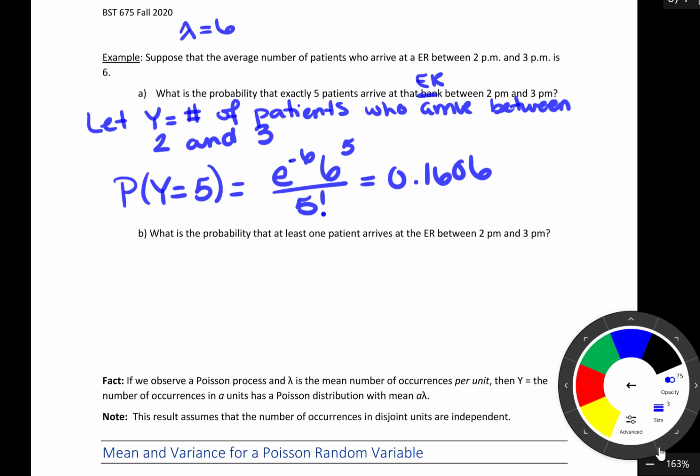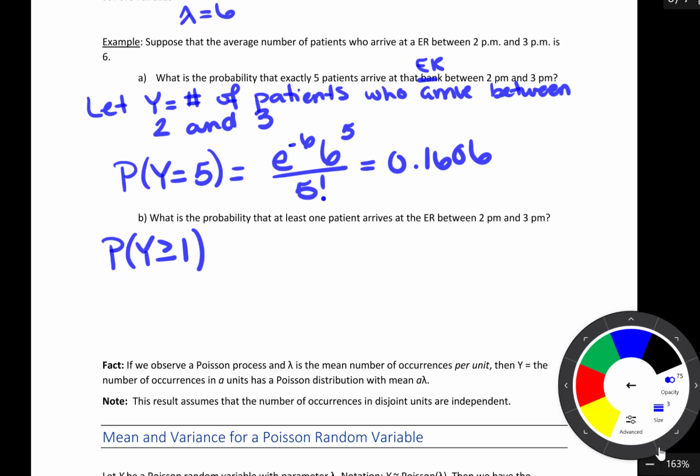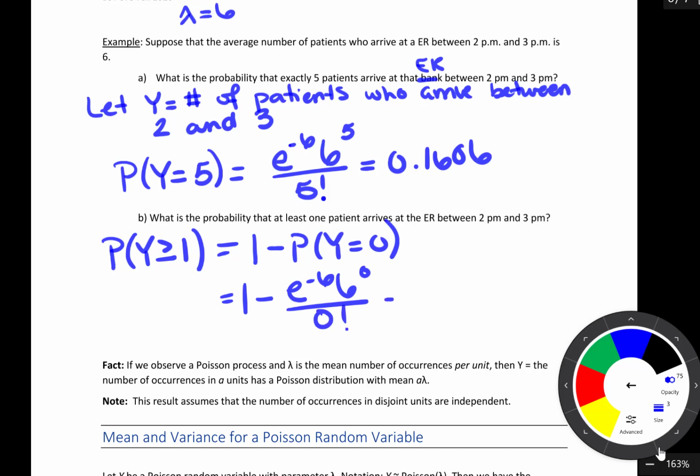What is the probability that at least one patient arrives at the ER between 2 and 3 p.m.? So here we're looking for the probability that y is greater than or equal to 1. Notice, if we were going to calculate this probability directly, that would be increasingly difficult because there's no cap. It could be 1, 2, 3, 4, 5, all the way up to infinity. So the easier way to calculate this would instead be to use the complement, and notice that the lowest value that y can be is 0. So this is equal to 1 minus the probability that y is equal to 0. Again, we could substitute into our formula, and we find the following.